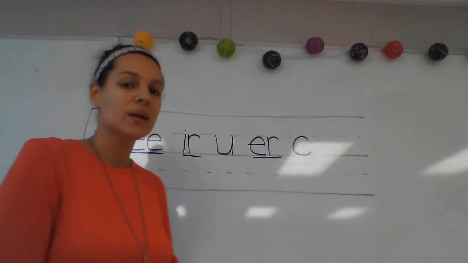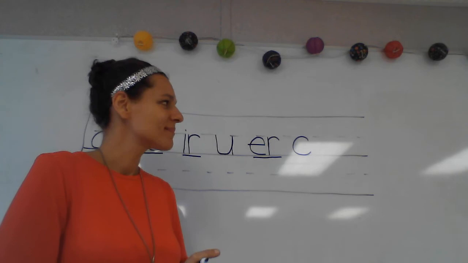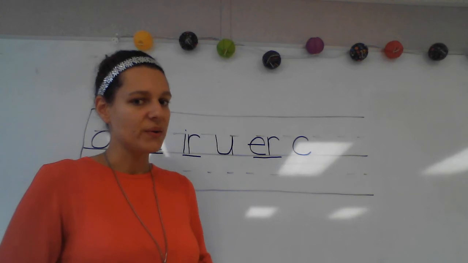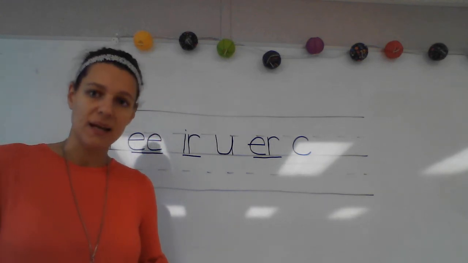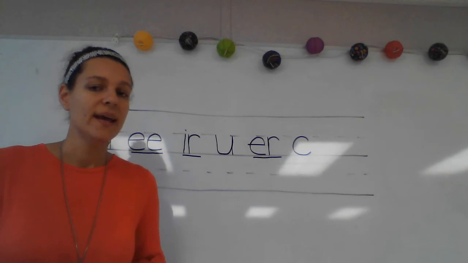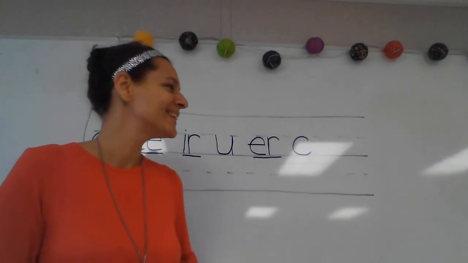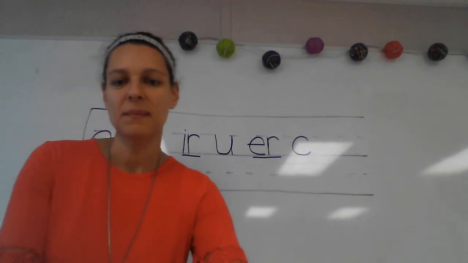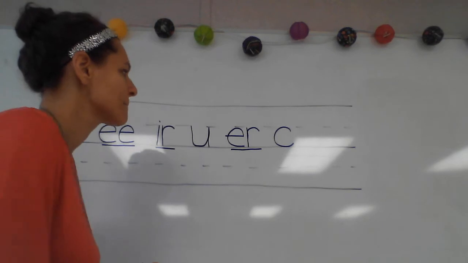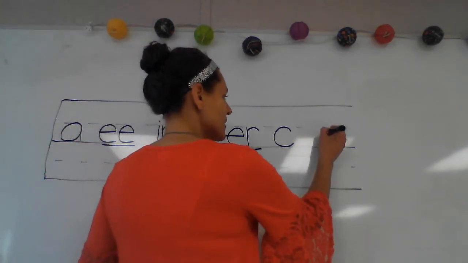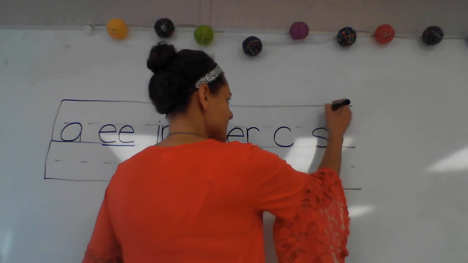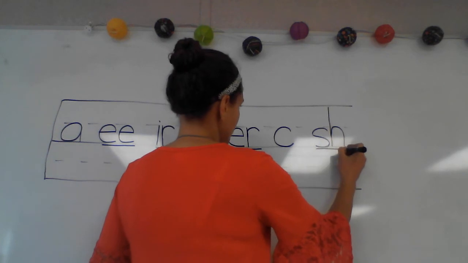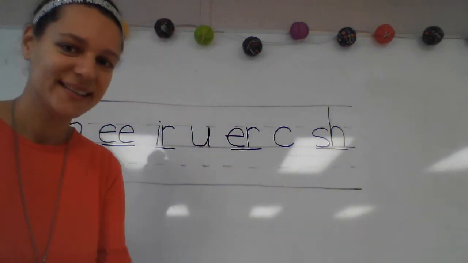All right, next we'll do sh. And I'll say its whole name. Sh, used at the beginning of a word or the end of a syllable, but never the beginning of a syllable after the first one, except for the ending ship. All right, this is our sh, used at the beginning of a word or the end of a syllable, but never at the beginning of a syllable after the first one, except for the ending ship.